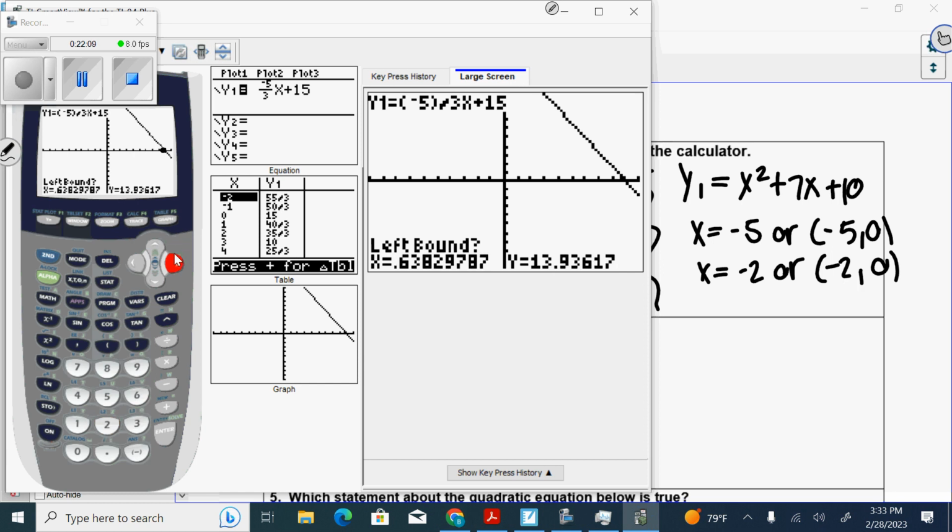Sorry, to be to the left of it, I need to be a little bit above it. And then to be to the right of it, we want to be just a little bit below it.